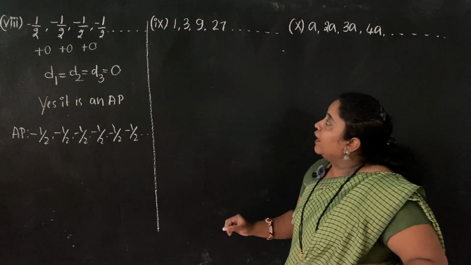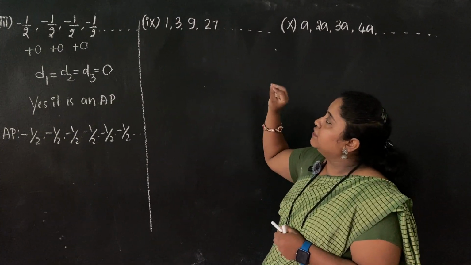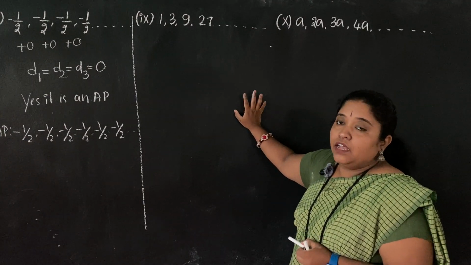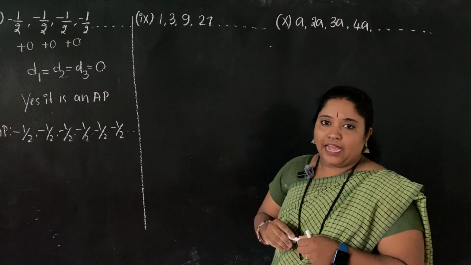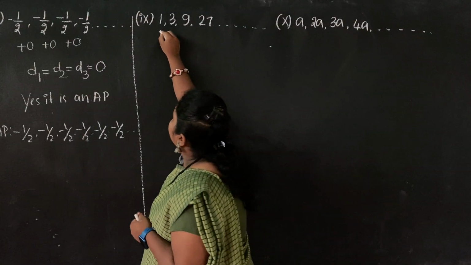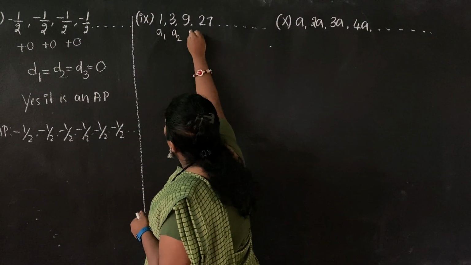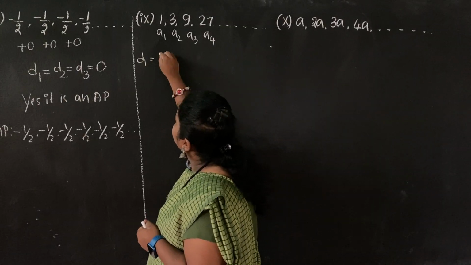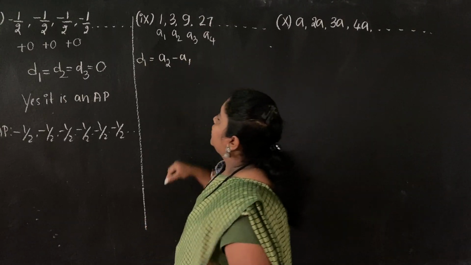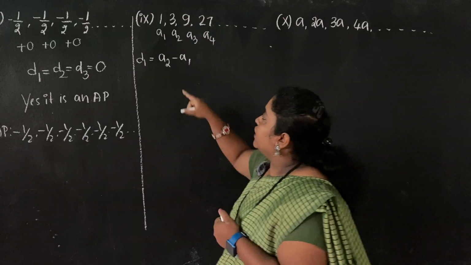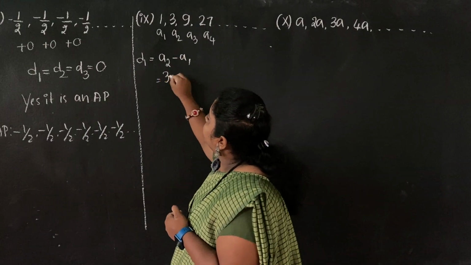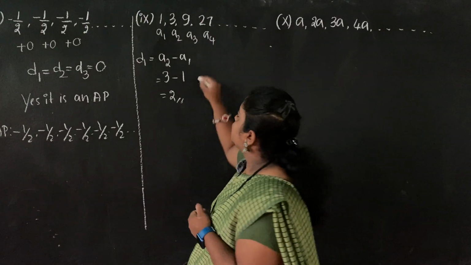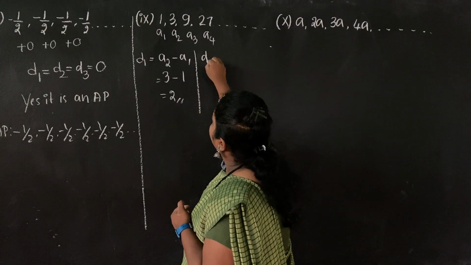So we'll move to the 9th question. Look here. The 9th question is 1 comma 3 comma 9 comma 27. The values are different. Now, we'll calculate D1. Yes or no? I'll take these as A1, A2, A3, A4. D1 is nothing but A2 minus A1. A2 is 3, A1 is 1. 3 minus 1 is how much? 2. D1 is 2.